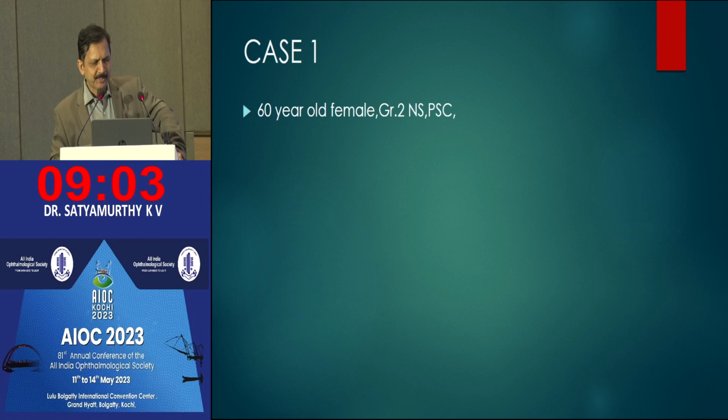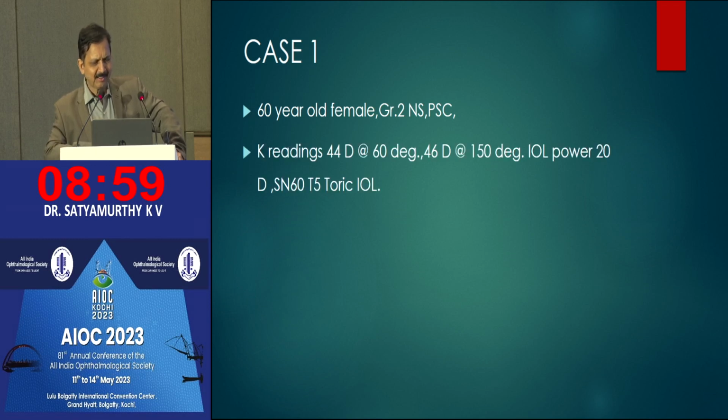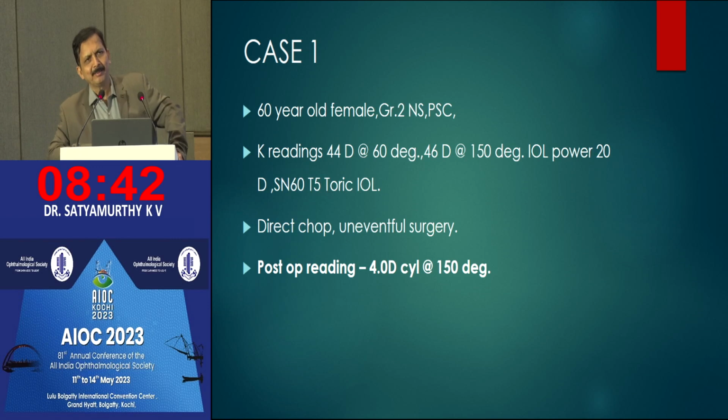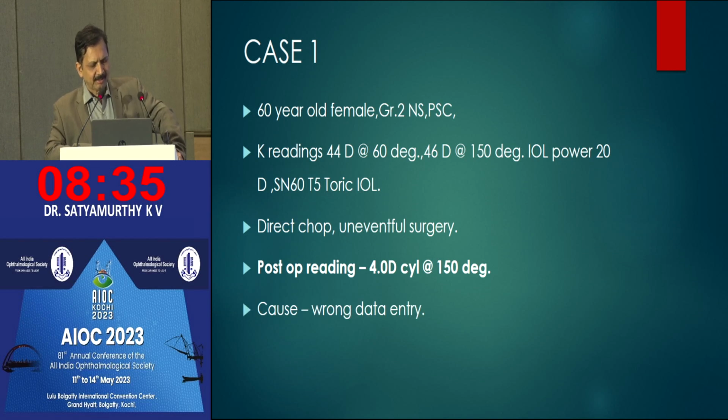A 60-year-old female with grade 2 sclerosis was not a difficult case, but her corneal astigmatism was higher, 2 diopters at 150 degrees. A toric lens was chosen and implanted, and surgery was uneventful, but post-operatively the patient accepted -4 diopter cylinder at the same axis. That means we have added another 2 diopters to the existing astigmatism, because of a wrong entry. So this is quite common actually, isn't it?